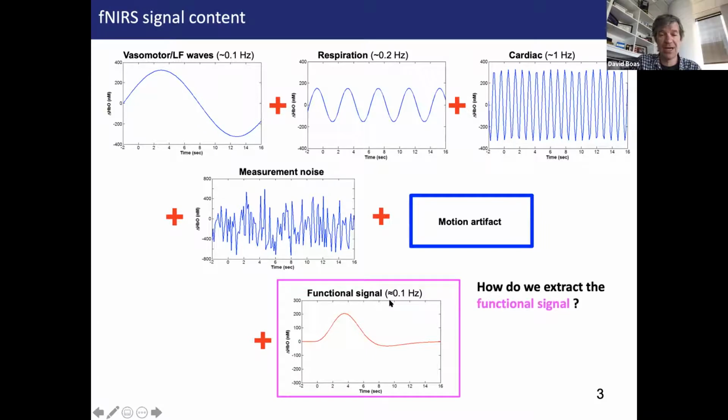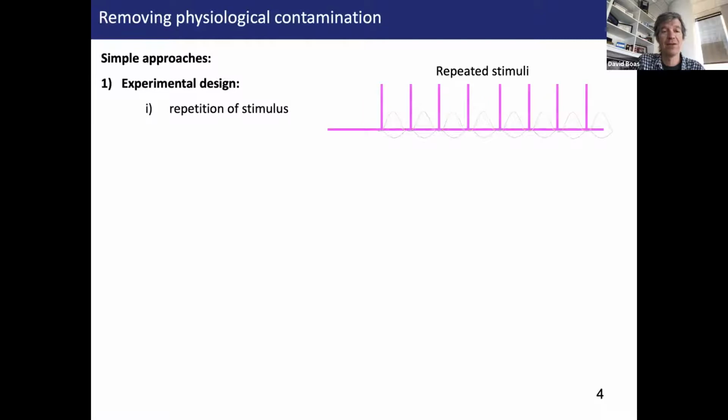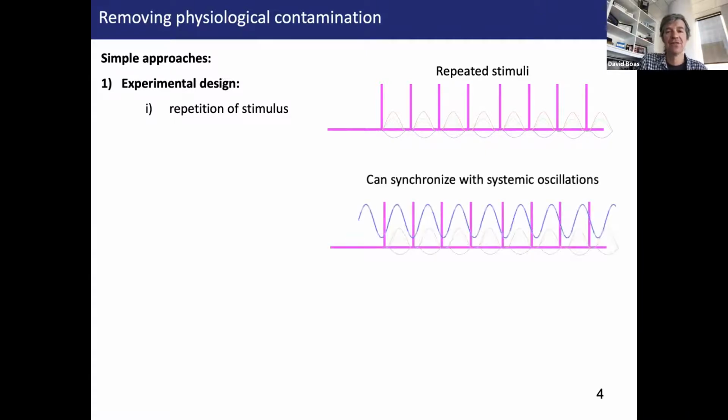All right, so how do we extract this hemodynamic response function? One is experimental design. There's simple approaches. We do a repetition of stimuli, and the idea is the hemodynamic response to the stimulus is time locked with the stimulus, and maybe the physiological interference is not. And so by repeating the stimulus, we could average out the confounding influence of those physiological oscillations. But there's always a possibility that those systemic oscillations could also trigger, synchronize with the stimulus.